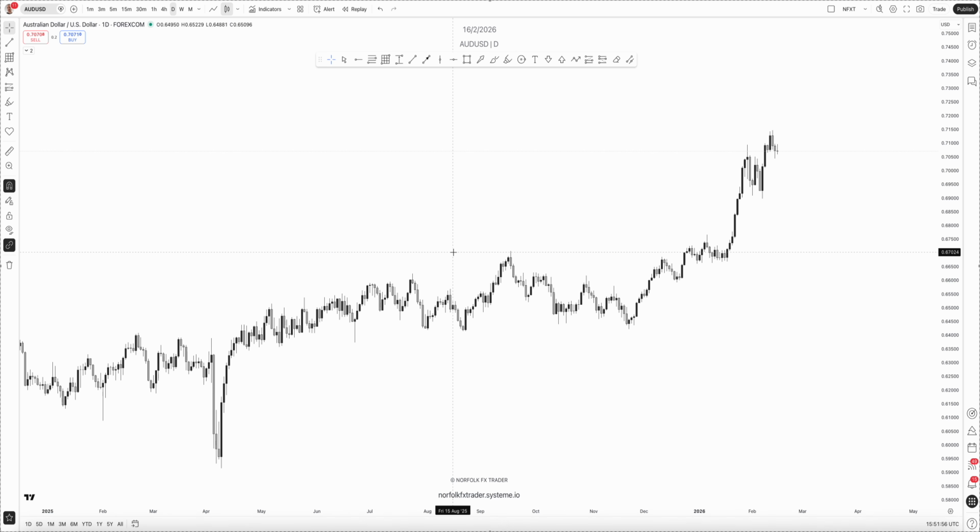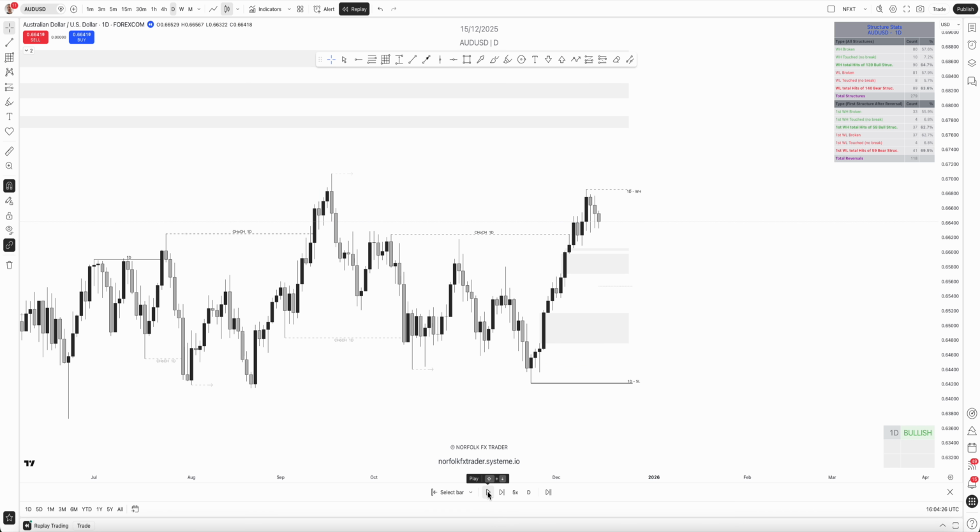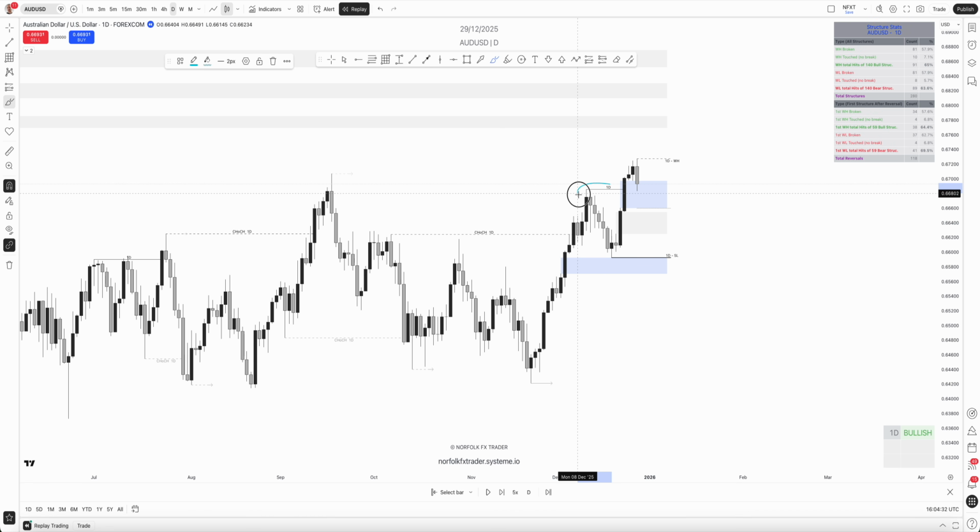Quick note, this logic can be mapped instantly with the tool. Stick with me and you'll see the second break appear in real time across any chart. Watch closely. The tool now highlights the second break instantly, showing the strongest structure without manually drawing anything.